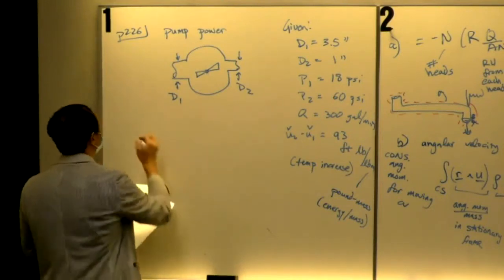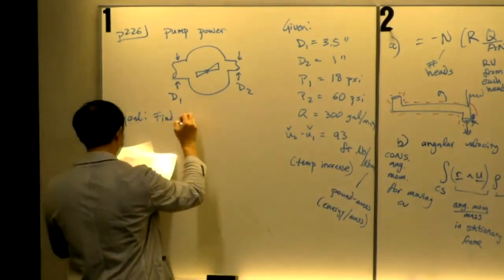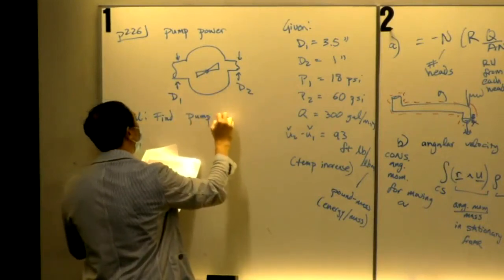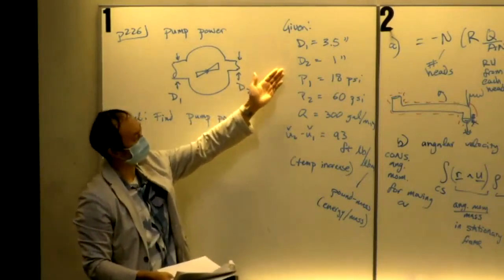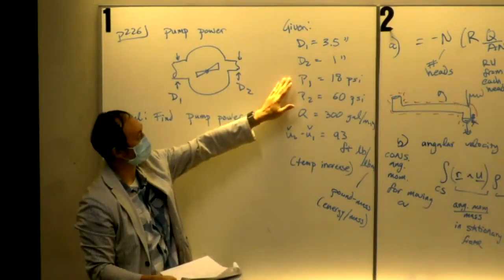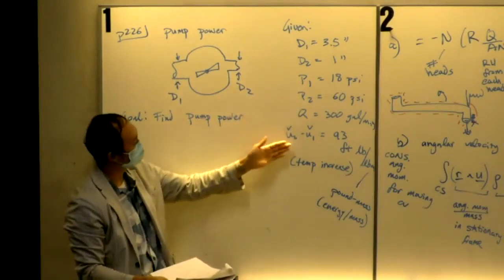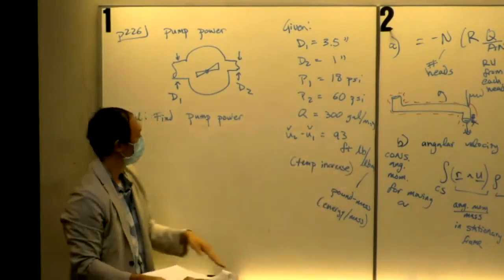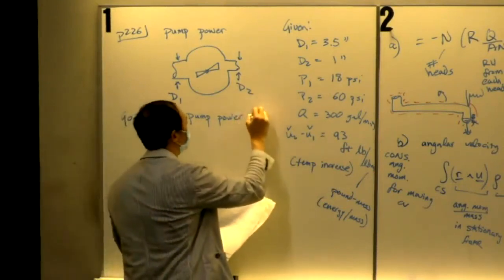This book is definitely only used by Americans because foot pound is a pretty awkward unit. And the goal: find pump power. The pump is making the fluid go from one orifice to another, increasing its pressure, like 18 psi, kind of like your bike tire, going to 60 psi, at this flow rate, and it's increasing in temperature. U hat 2 is higher than U hat 1 by this amount. How much power is the pump putting in? That's a unit we call W dot net.